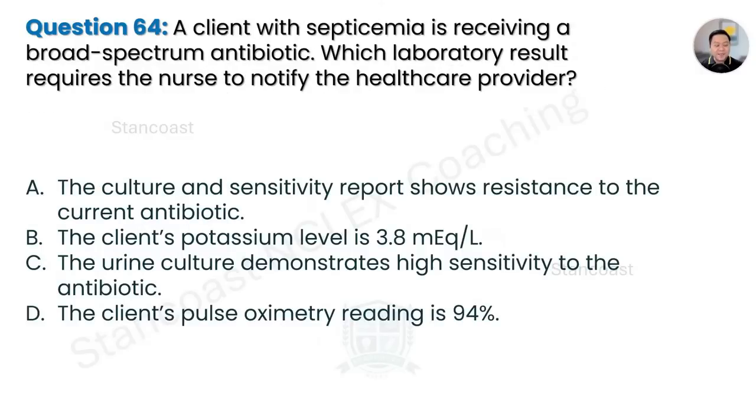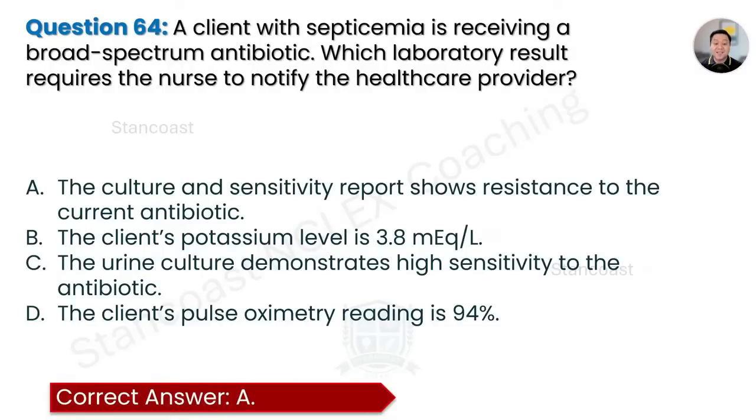64. A client with septicemia is receiving a broad spectrum antibiotic. Which laboratory result requires the nurse to notify the healthcare provider? A, the culture and sensitivity report shows resistance to the current antibiotic. B, the client's potassium level is 3.8 milliequivalents per liter. C, the urine culture demonstrates high sensitivity to the antibiotic. And D, the client's pulse oximetry reading is 94%.